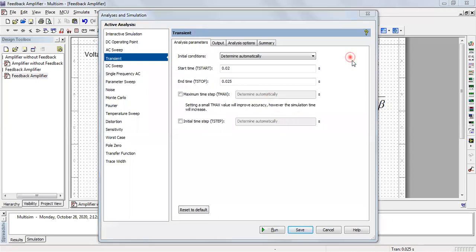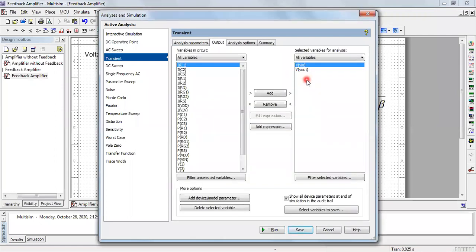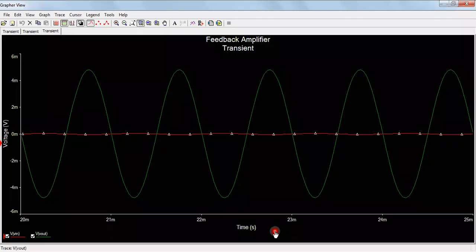Okay, same. I'm keeping the same start time, end time, input and output. I want to observe, and I will run the simulation. Yes. Now this is the simulation result we are getting after adding a negative feedback.